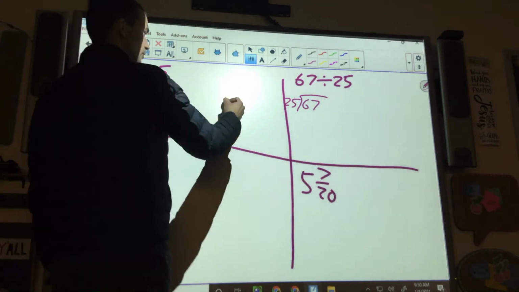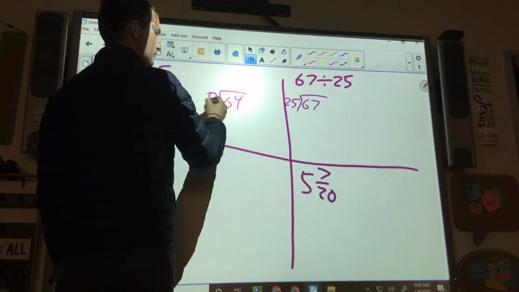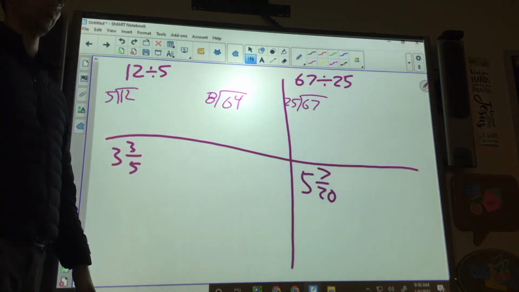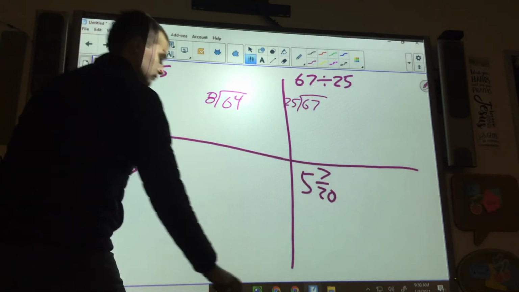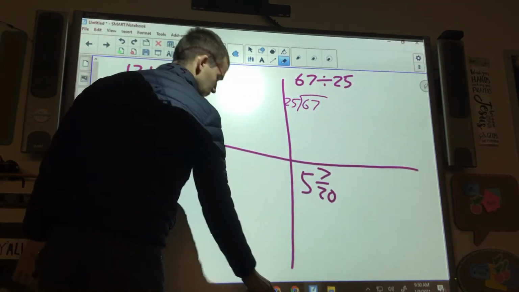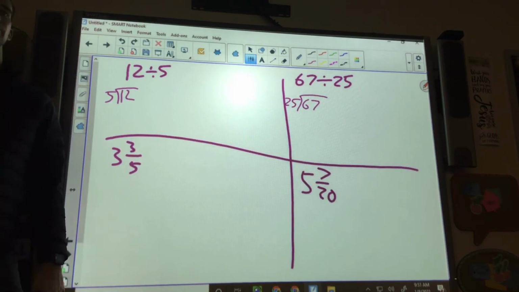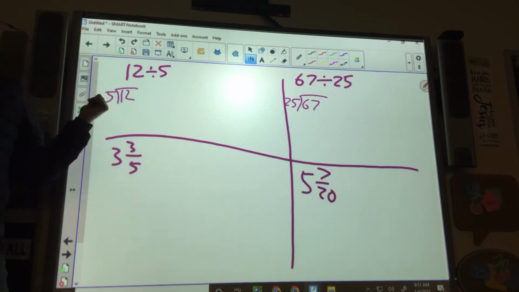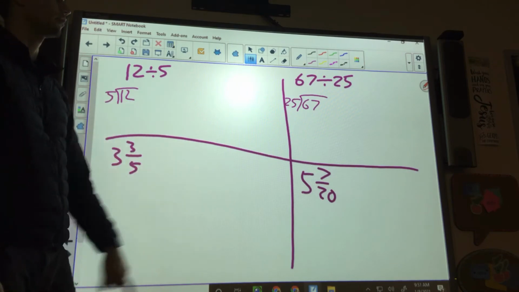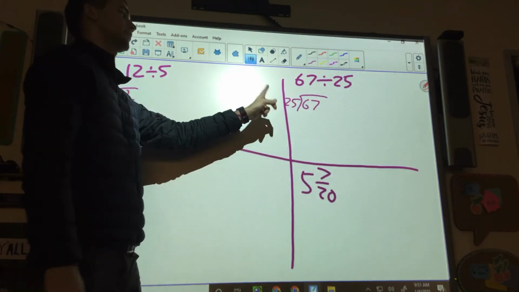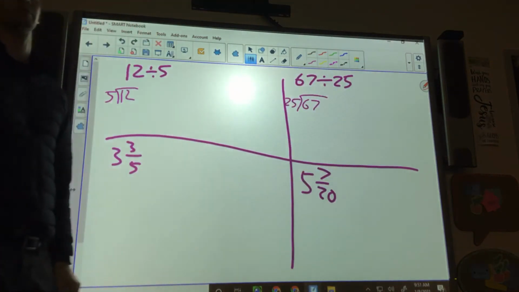If you see 64 divided by 8, you don't say 8 divided by 64. I gave you guys clues up on the board. 12, you have to do 12 divided by 5. How many times is 5 going into 12? 67 divided by 25. How many times is 25 going into 67?